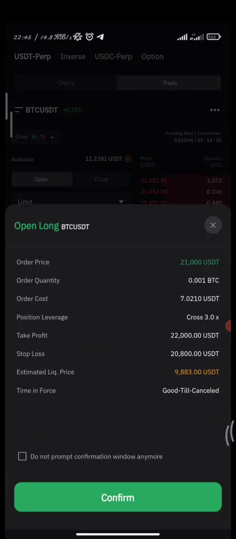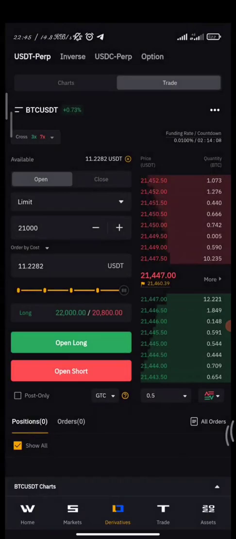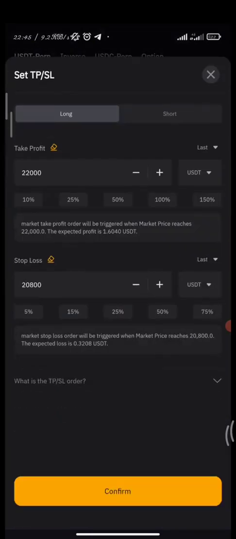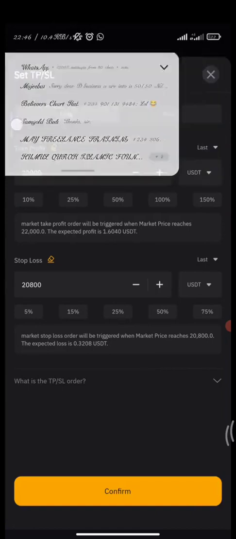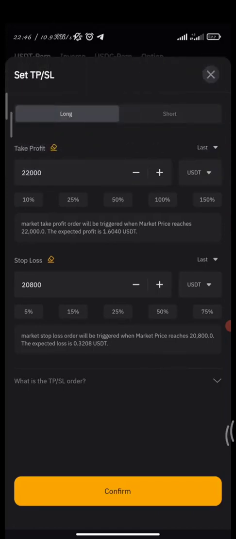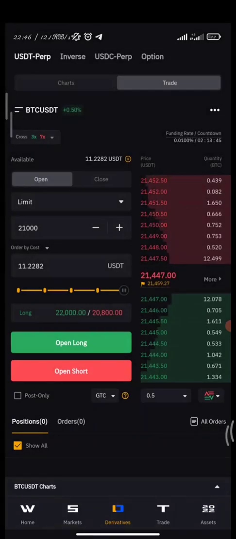Okay, since I've increased my USDT, it's going to affect my liquidation price too. You can see my expected profit is now 1.6, and my loss is now going to be 0.3. I hope you are seeing that expected loss is 0.3. My gain, if it actually goes my way, I confirm, then I open long.